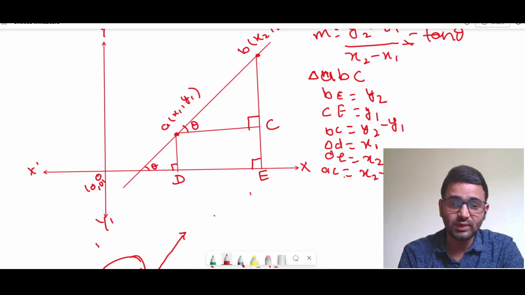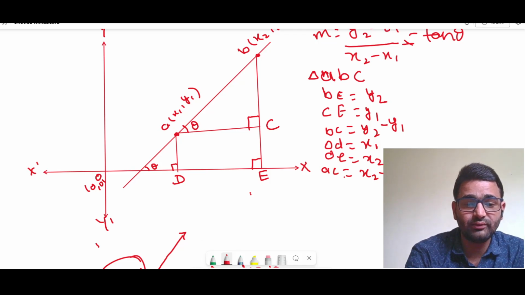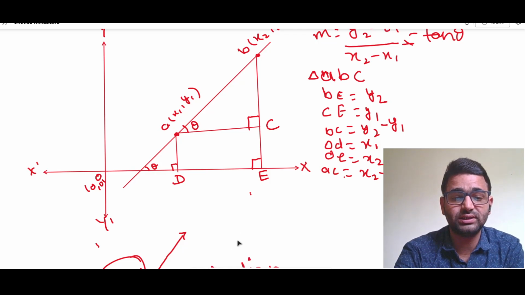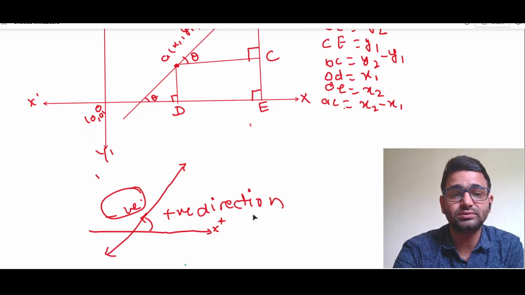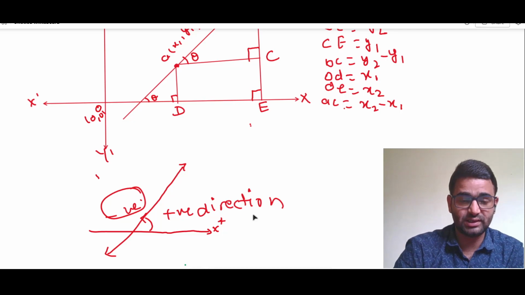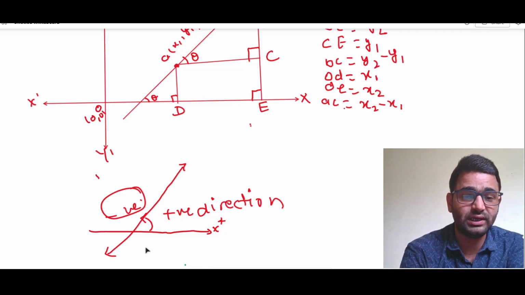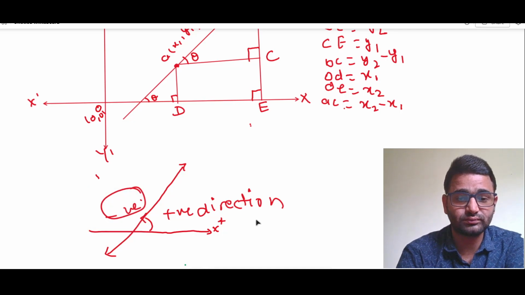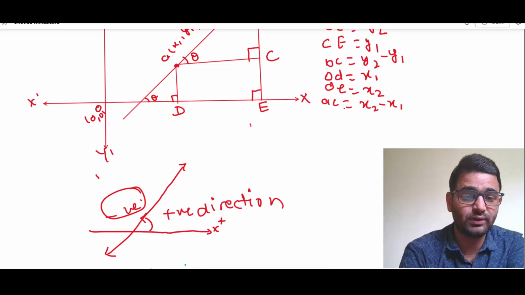Now you have to understand one more thing. If I come to the triangle ABC, let me do one thing. Let me delete this one first. Just give me 1 second.